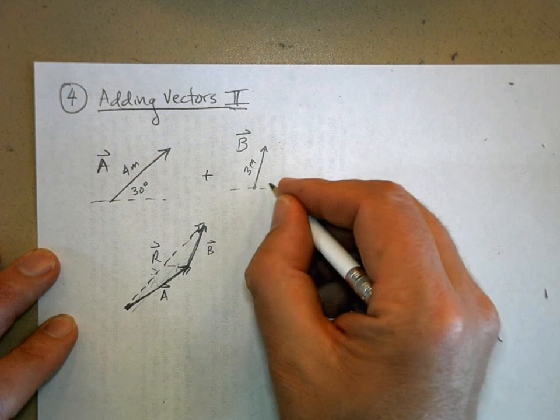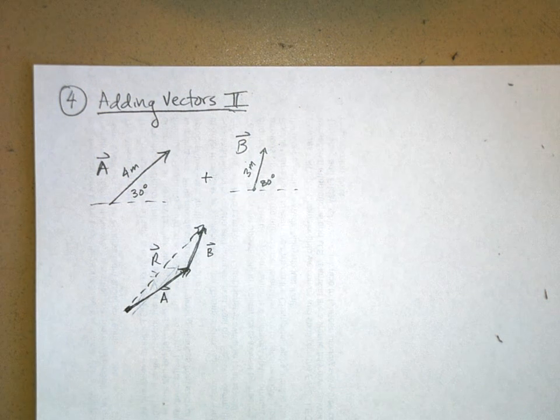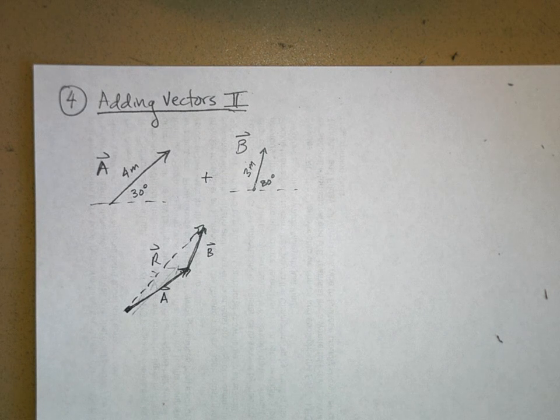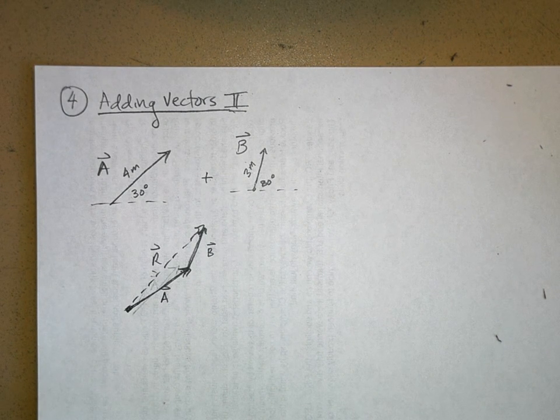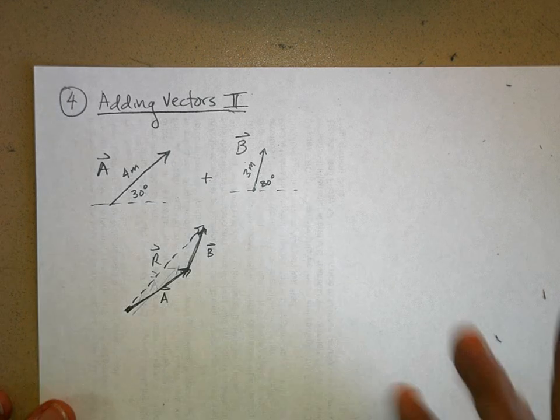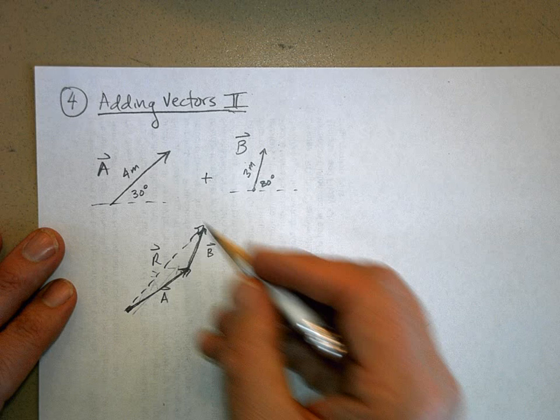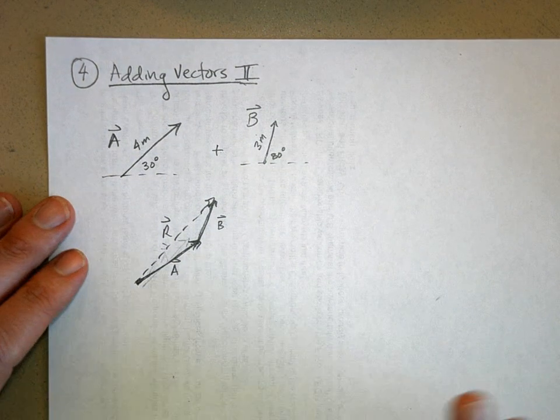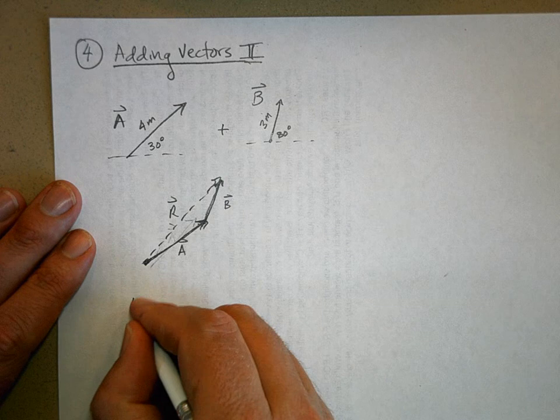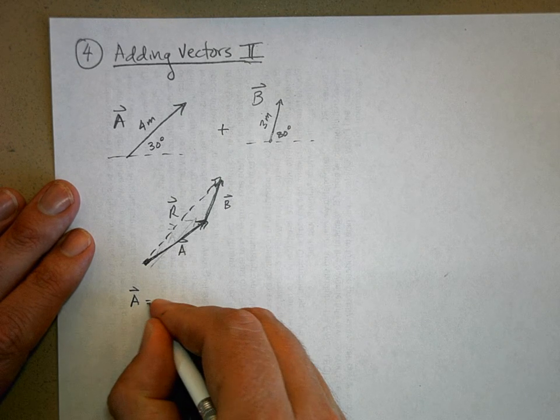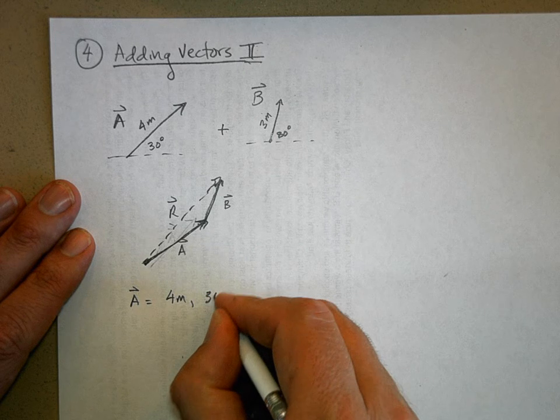And let's see, what did I make this? Should I make this 80 degrees? I don't know. So that's how you add them together graphically. But how do you do this mathematically? Well, if I were to line them up in columns like I did before, where I say, vector A is 4 meters at 30 degrees.